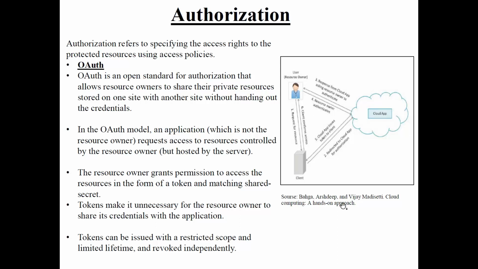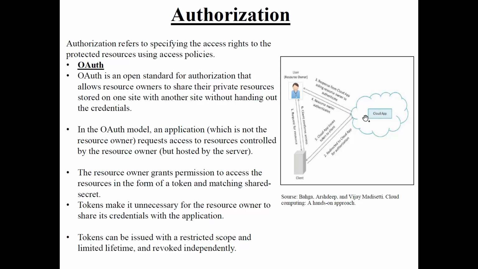So let us look at this. In an OAuth model, an application which is not the resource owner requests access to the resource controlled by the resource owner. So we have a cloud application here. We have the user here. Let's say this is the resource owner, and then there is a client here. So there is a request for resource, and it is redirected to the cloud application for authentication.